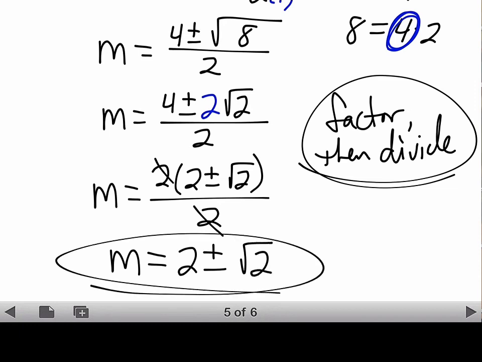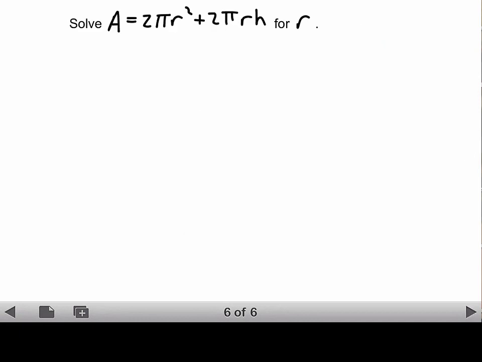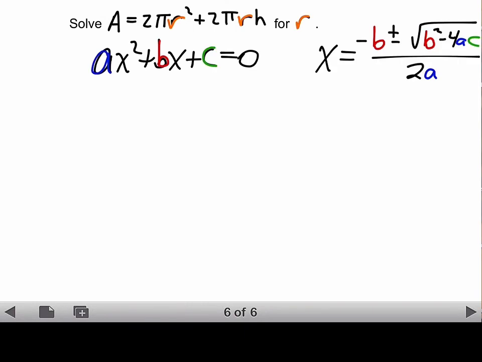Finally, we have what we call a literal equation. We're supposed to solve a equals 2 pi r squared plus 2 pi rh for r. Whenever we have a situation like this and they give us a variable to solve for, I'm highlighting that, and we pretend everything else is a number. So what I want to do is express this in the form ax squared plus bx plus c is equal to 0 so that I can flesh out this quadratic formula with r playing the role of x.